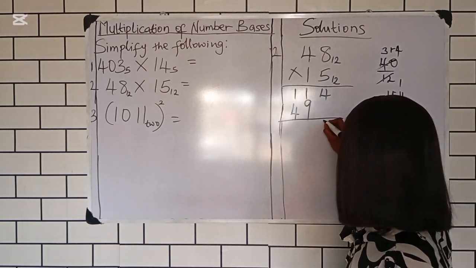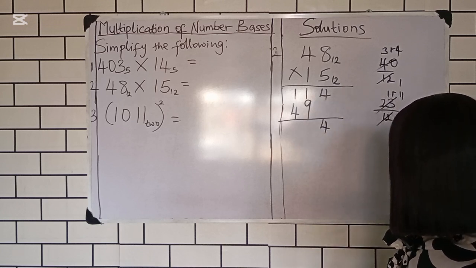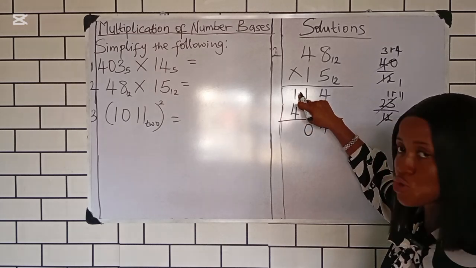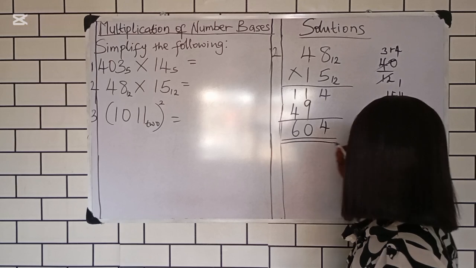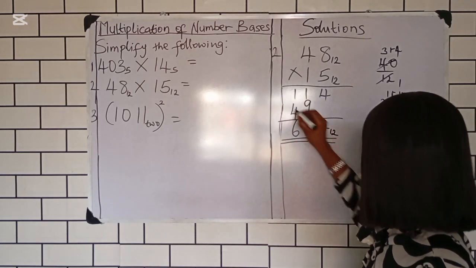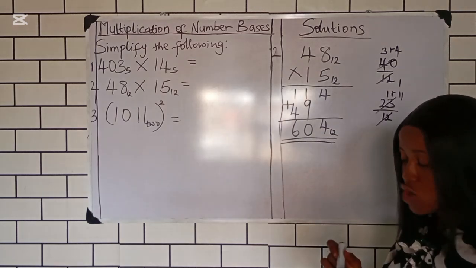Here you bring down your 4. 1 plus 9 here will give us 10. You write 0. Carry 1. Add the 1 to this one here. We have 2. 2 plus 4 here will give us 6. Therefore, we have 604 in base 12. This is our final answer for question number 2.